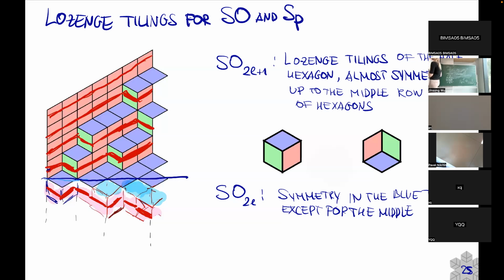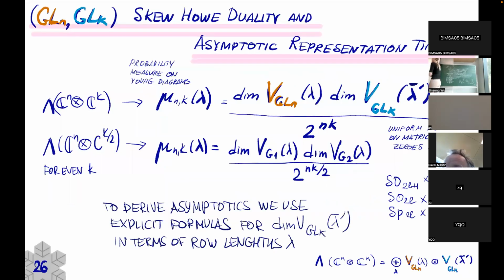Also for SO12, we will have the symmetry for the blue tiles except for the blue part. But this is just the illustration. I won't be using that in my whole preparation. Yes. So now I don't have much time left, but I'll be talking really quickly about the asymptotical part.